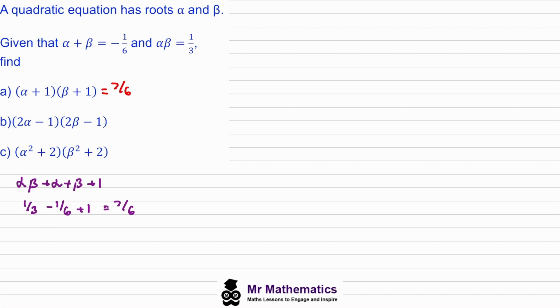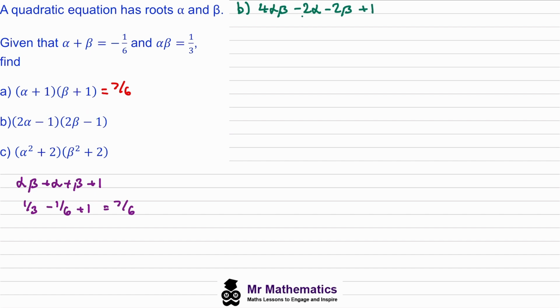For part B, again, we're going to expand out the quadratic. So we've got 2 alpha multiplied by 2 beta. So for alpha beta, we've got 2 alpha multiplied by the -1, so minus 2 alpha. And then the -1 multiplied by 2 beta, so minus 2 beta. And then the -1 times the -1 will give us +1.